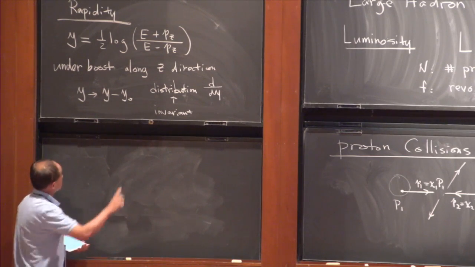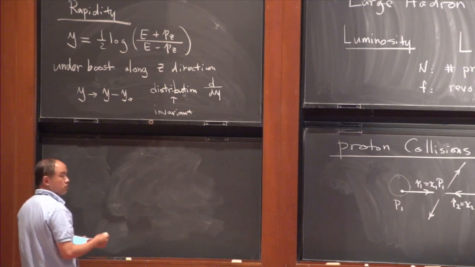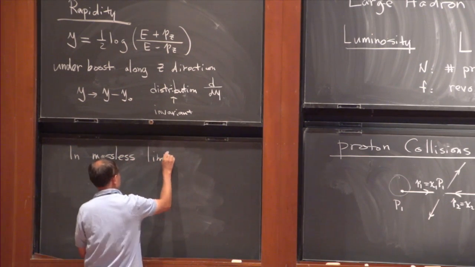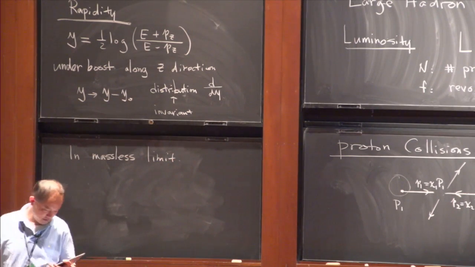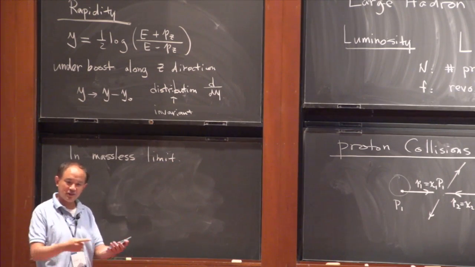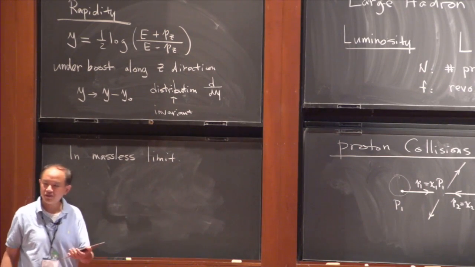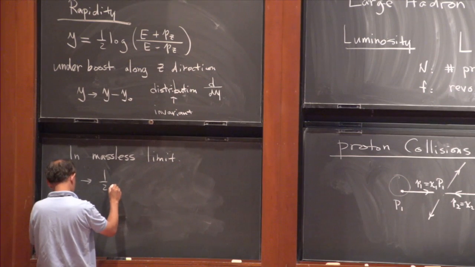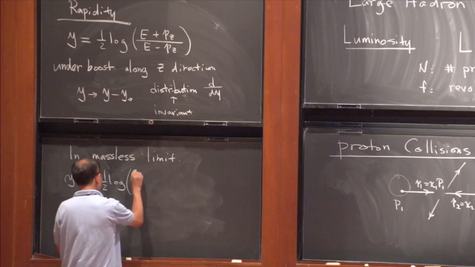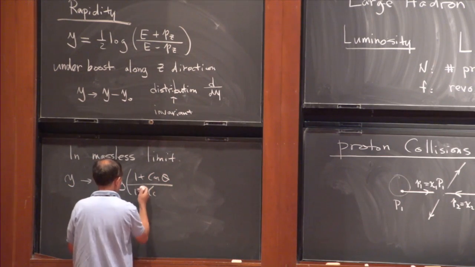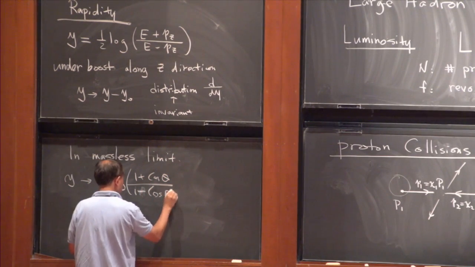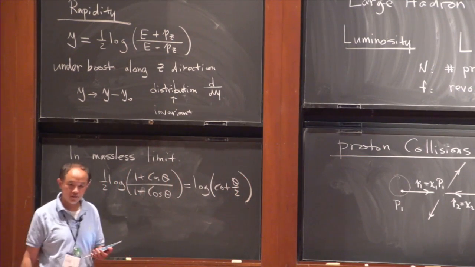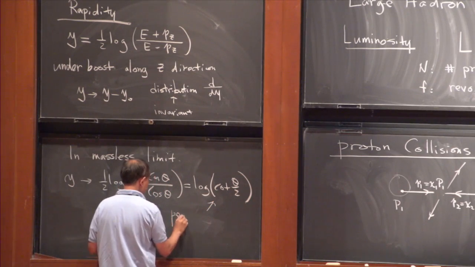Sometimes it's more useful not to think in these terms, but to think in terms of something called the pseudorapidity, which is defined as follows. In the massless limit, if the particle has no mass, which is usually a good approximation at hadron colliders because the energies are much bigger than the masses of the final state particles that you produce, y goes to one half log of (1 plus cosine theta) over (1 minus cosine theta). This is usually defined as the pseudorapidity.